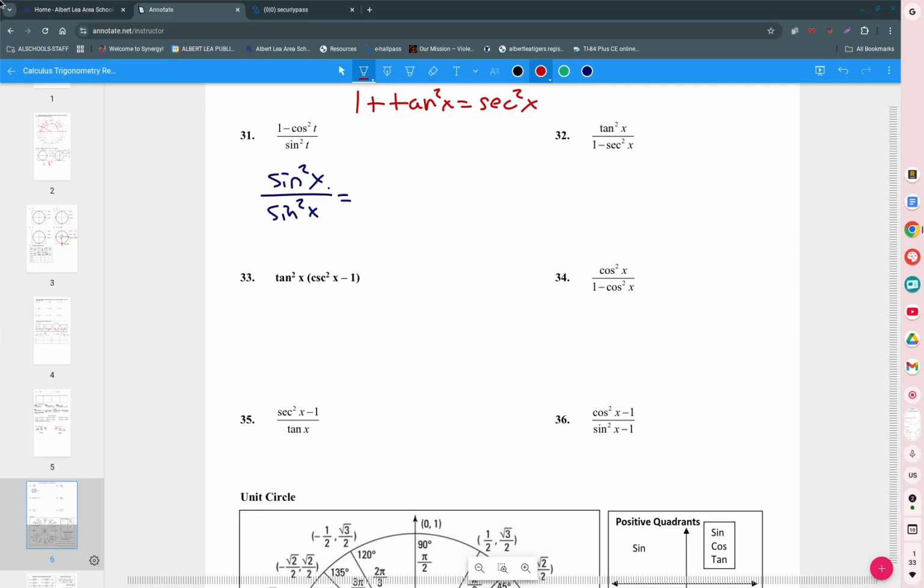So we want to simplify number 32. Do we have a thought how I might simplify number 32? Replace 1 minus secant squared with negative tangent squared. And I get negative 1.